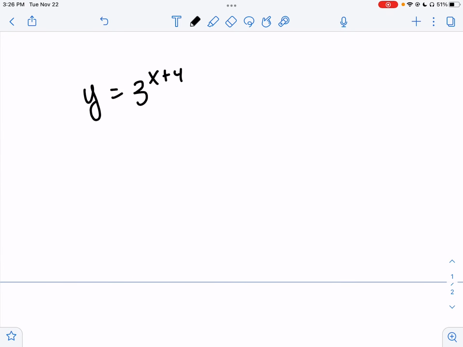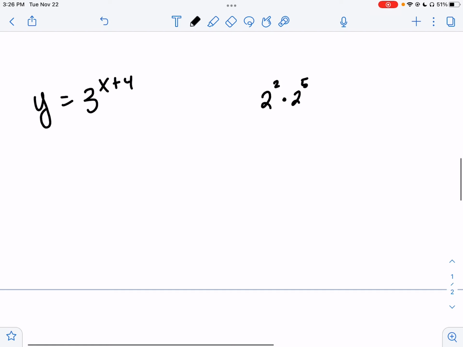Well, if we actually hold off for a second and go to the side, we want to get rid of this plus 4. And so let's think about our exponent rules really quickly. Let's say that I had 2 squared times 2 to the 5th. We know that this would become 2 to the 2 plus 5, which is 2 to the 7th. This is the step that's really important. Notice I was able to rewrite these as one base that are being added.